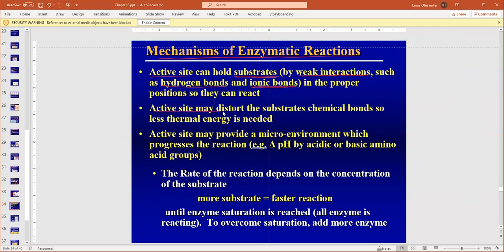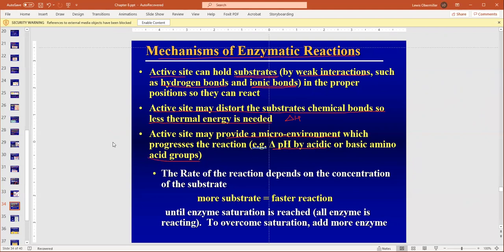The active site can distort the substrate's chemical bonds, like we're talking about bending it, right? So it lowers the energy, that delta H energy. It could make a small environment where, like we talked about, it might be hydrophobic or hydrophilic. Maybe it changes the pH a little bit, and that causes the reaction to occur.